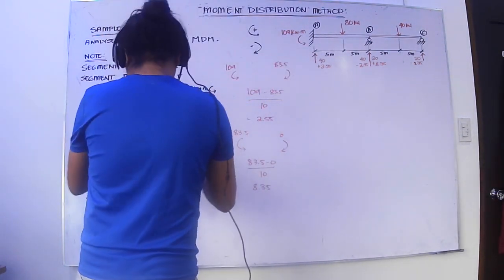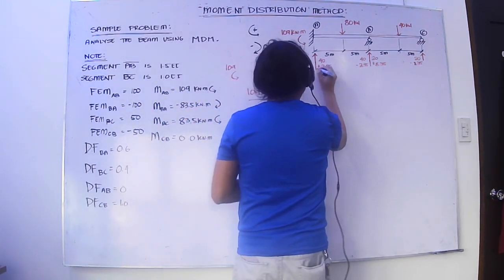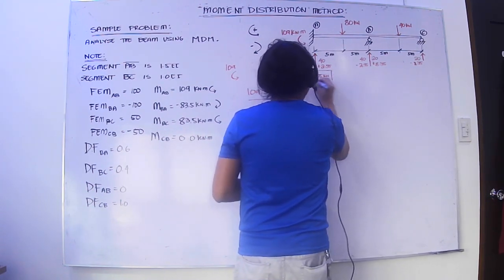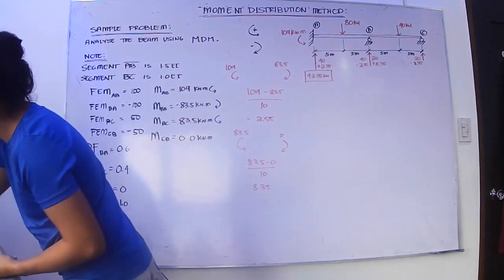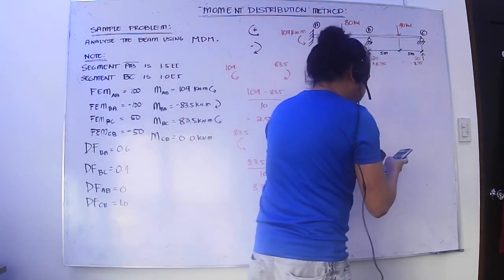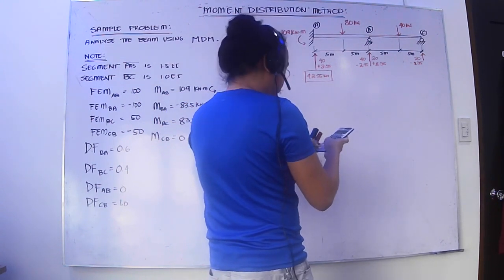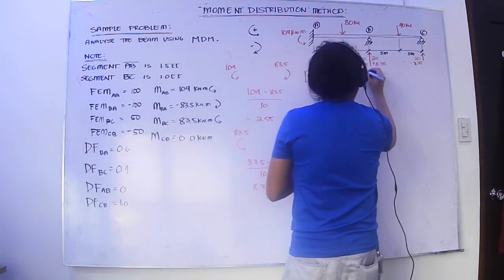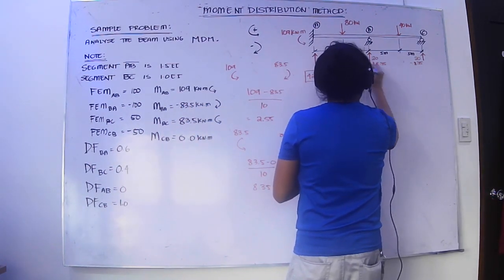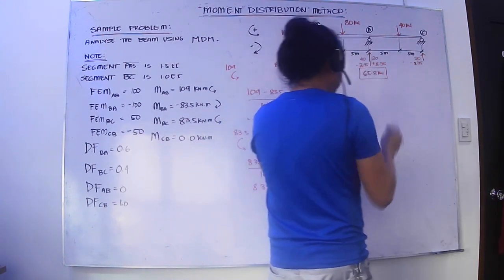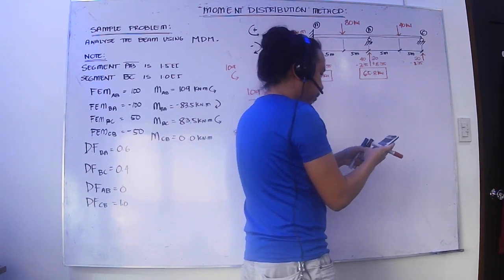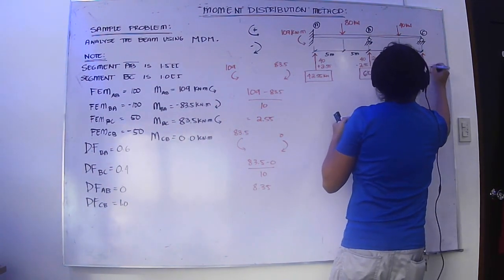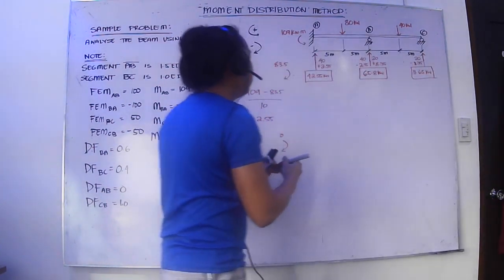In that case, we shall have 42.55 kN. Now add them all: 40 plus 20 minus 2.55 plus 8.35 gives 65.8. On the other side, 20 minus 8.35 is equal to 11.65 kN. So that is what we have for the reactions.